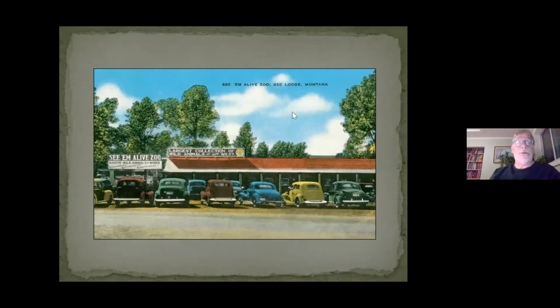One thing that I enjoyed quite a bit that began in the 1940s was the See 'em Alive Zoo. It was definitely a tourist stop for people on the Beartooth Highway. This building is still there. I'm not sure what it's used for now, but I remember spending an awful lot of hours in the See 'em Alive Zoo when I was a kid and really enjoying it, and was sorry to see it when it finally closed down.